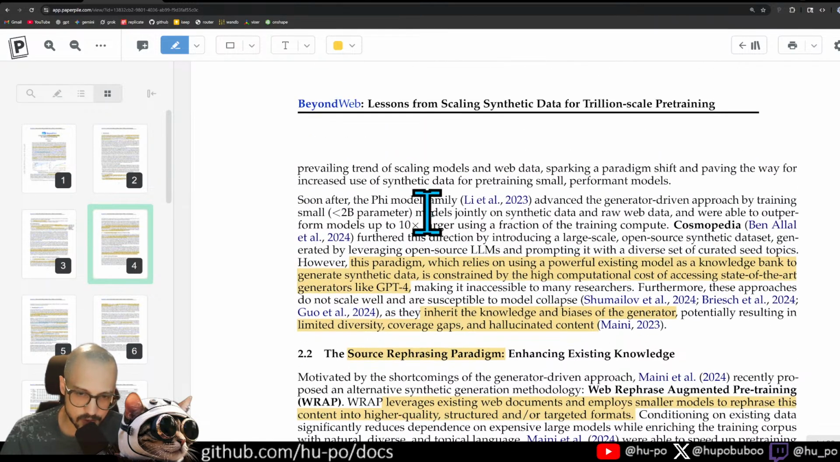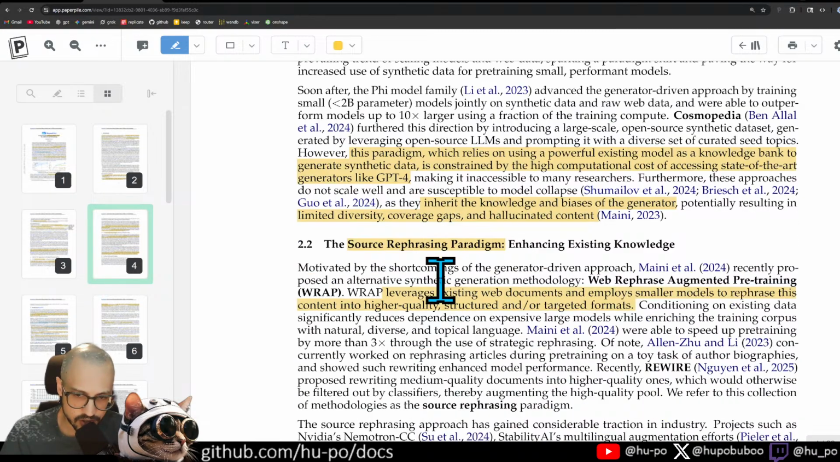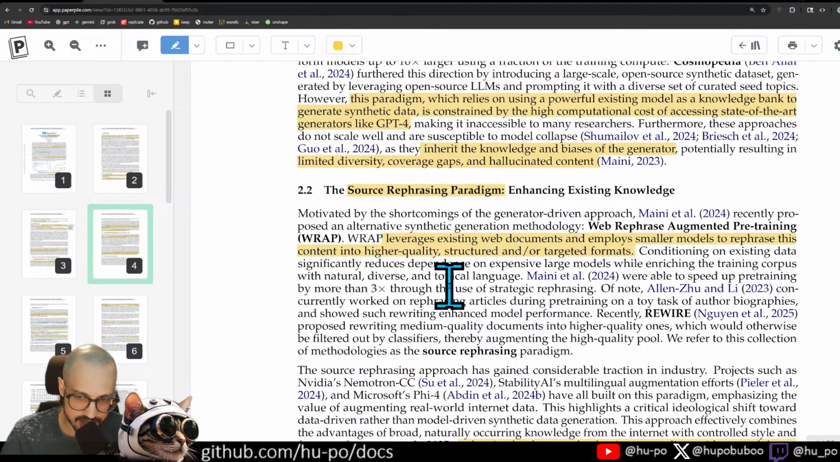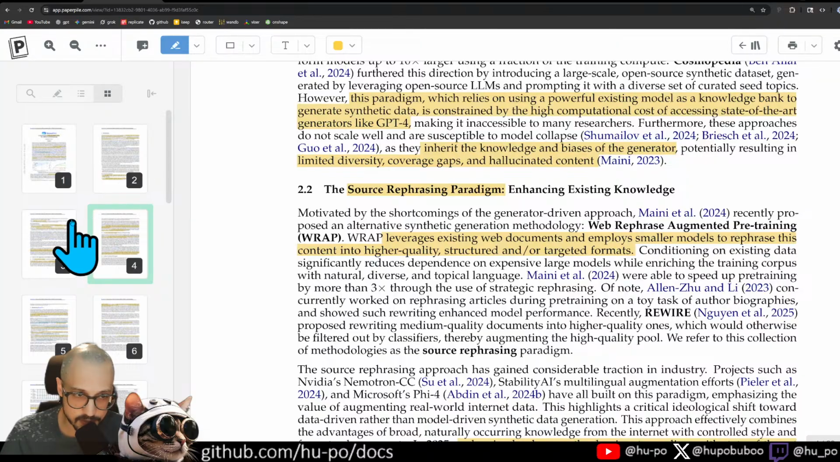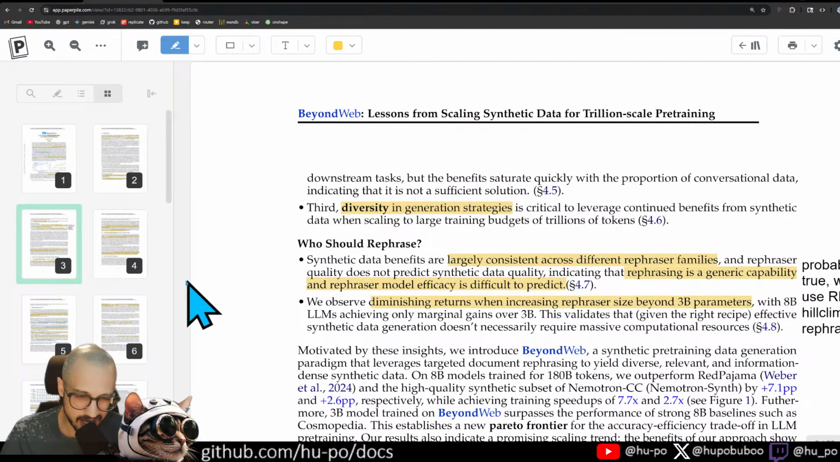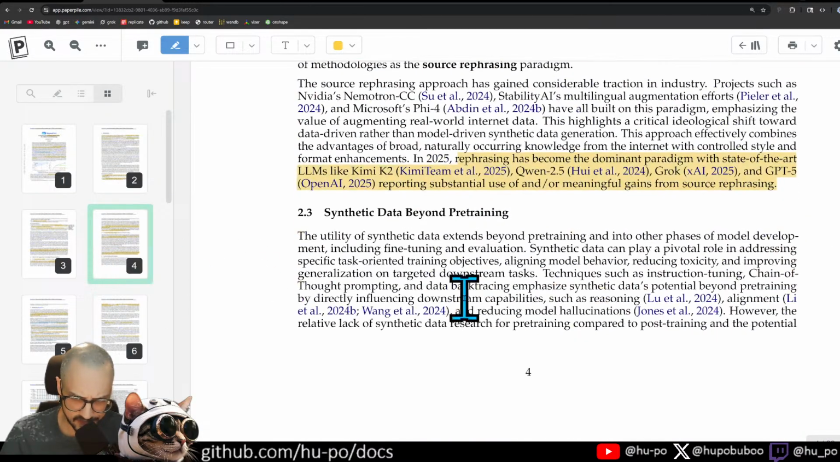Because rather than generating from some of the most expensive models out there, like in this case it would be GPT-5 or Grok 4 or something like that, you're instead taking data that already exists and then rephrasing it with something much smaller, right? Something like a 3B model or an 8B model. So this is going to be cheaper to generate a lot of variance.